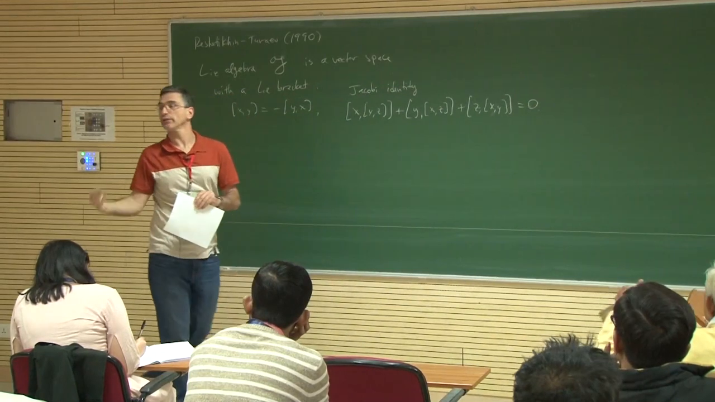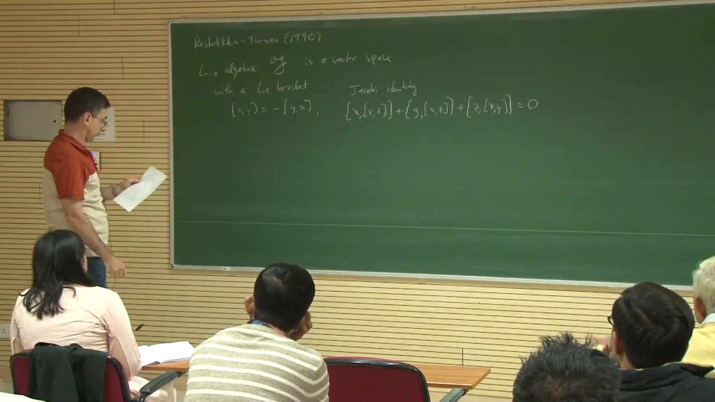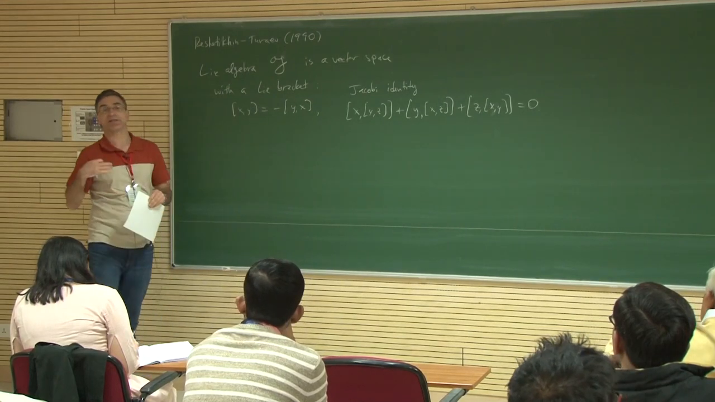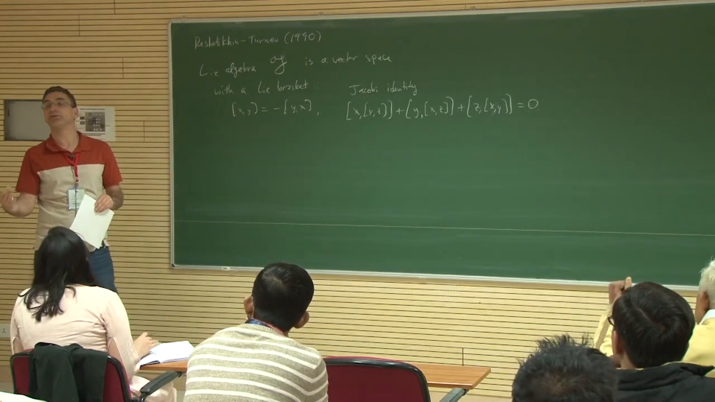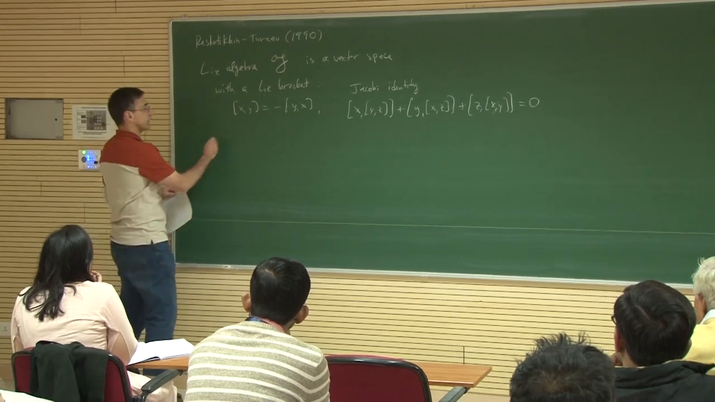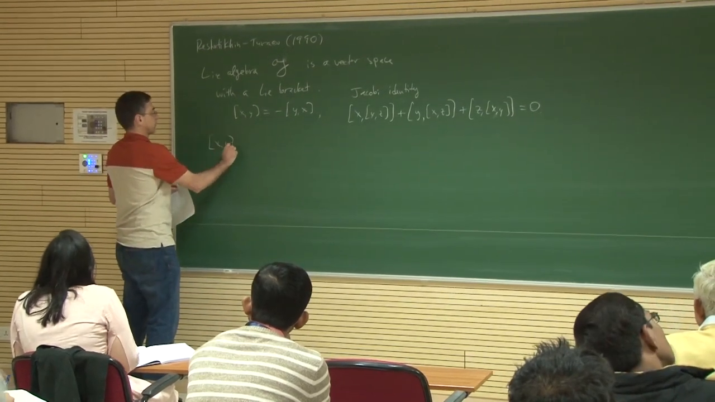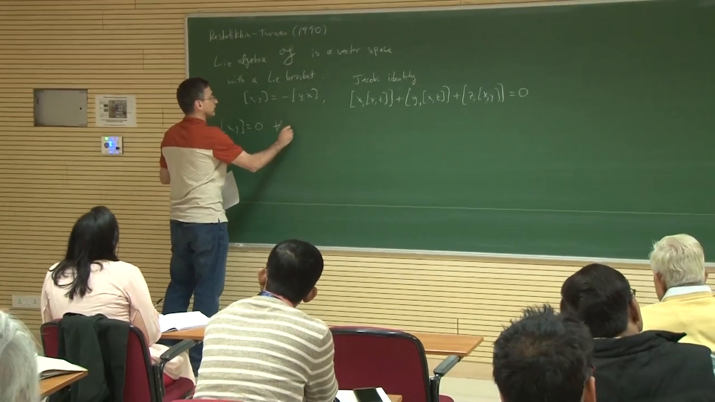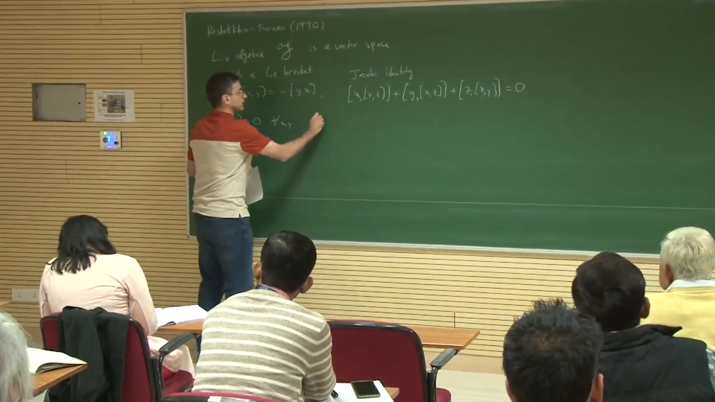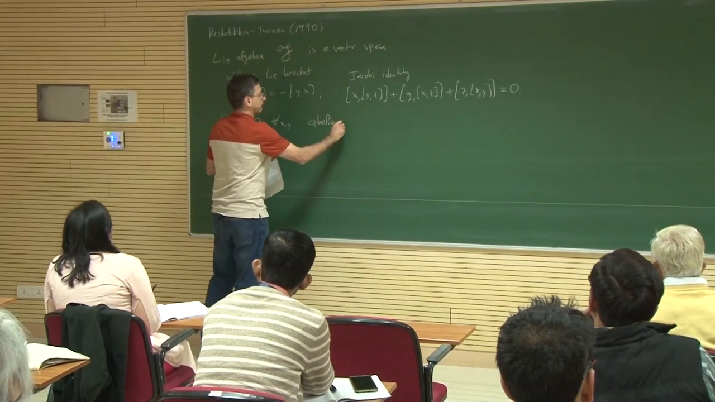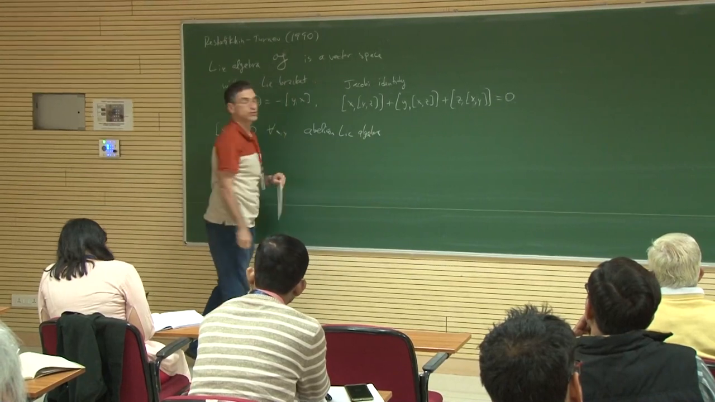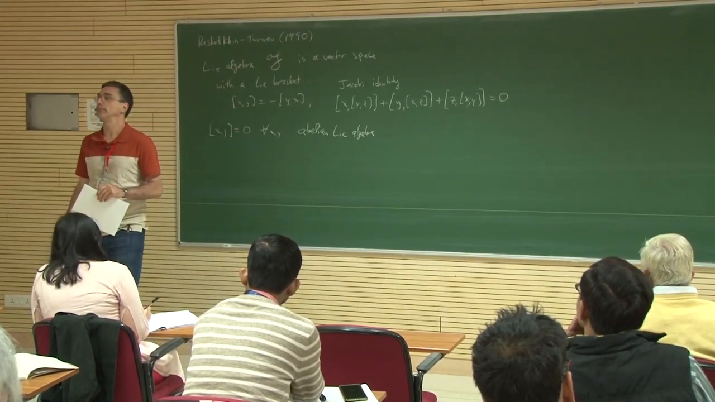So you have a bilinear operation that does this. For example, any vector space can be made into a Lie algebra with a zero Lie bracket. If I just declare [x,y] equals zero for all x, y, then this is called an abelian Lie algebra. Essentially it's a vector space, so every vector space is an abelian Lie algebra.